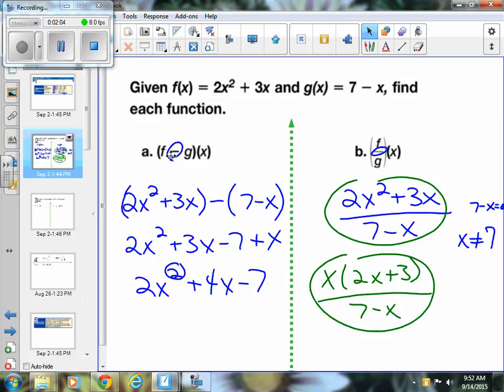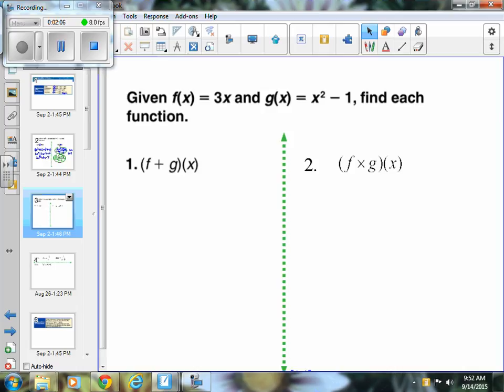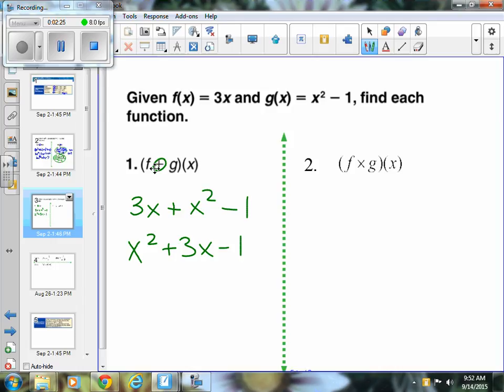So that's division. Now we're going to take a look at two new functions. f is a line, 3x, and then g of x is a parabola again, but we're going to do two different operations. So for number 1, we're doing an add. So that means we're just going to add the two rules together. Now for this one, there's really not a whole lot you can do. There's no like terms. Not as big of a deal to use parentheses either, because you don't have to worry about signs or anything. Just rearrange, I would put it in descending order, and you made a new parabola.